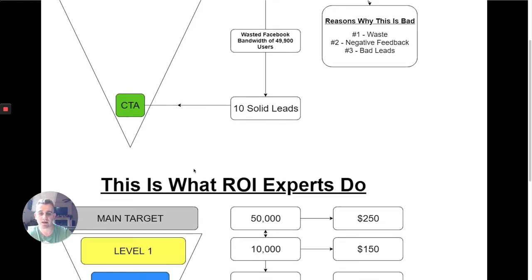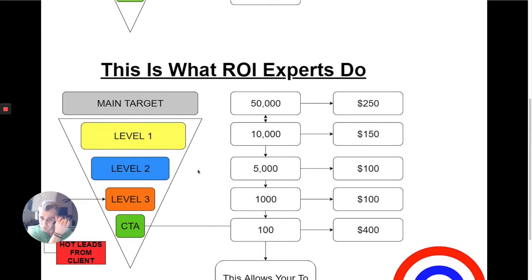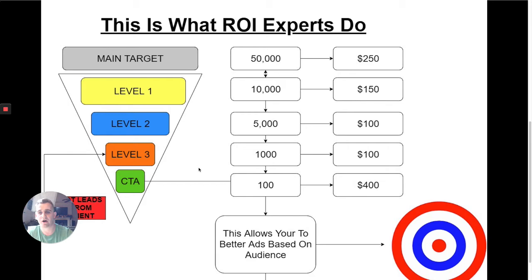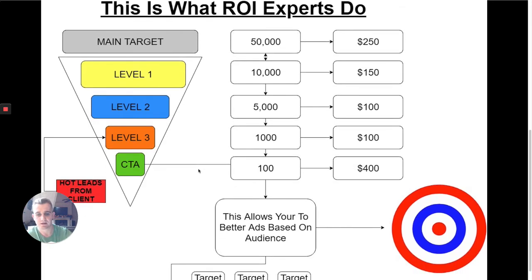Let's take a look at what we do, the ROI experts. I'm going to walk you through how we funnel the correct audiences into your business. So again, we're using the chiropractor example. Let's say we are targeting people that have back pain, neck pain, any kind of body pain. We're just going to go super broad to narrow down this funnel. So instead of spending that full $1,000 on ads, we're going to spend $250 to reach 50,000 people.